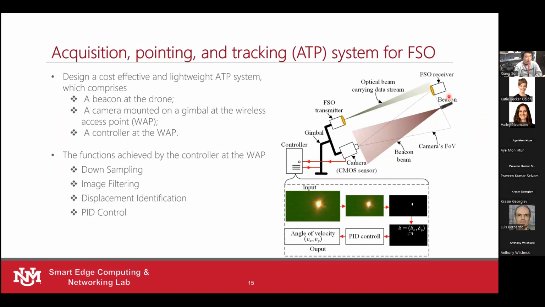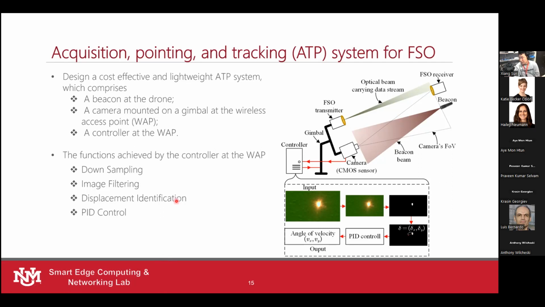So if you look at the ATP systems for, for example, ground to satellite communications, they have a fine alignment system that has already been integrated into this ATP. This fine alignment system is hardware based, which means they use the so-called phase shifting detector. I forgot the full name for that. It fine tunes the gimbals or the steering mirrors to make sure that the FSO transmitter is aligned with the receiver.